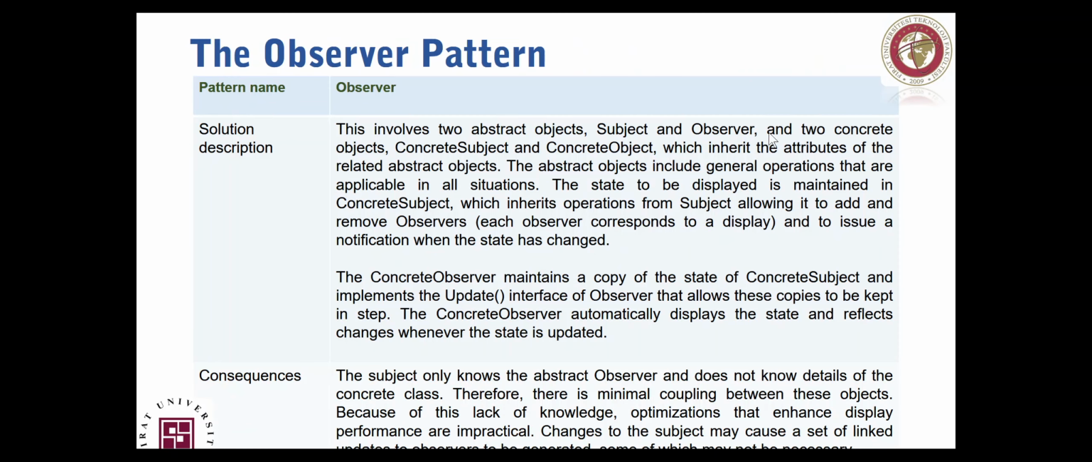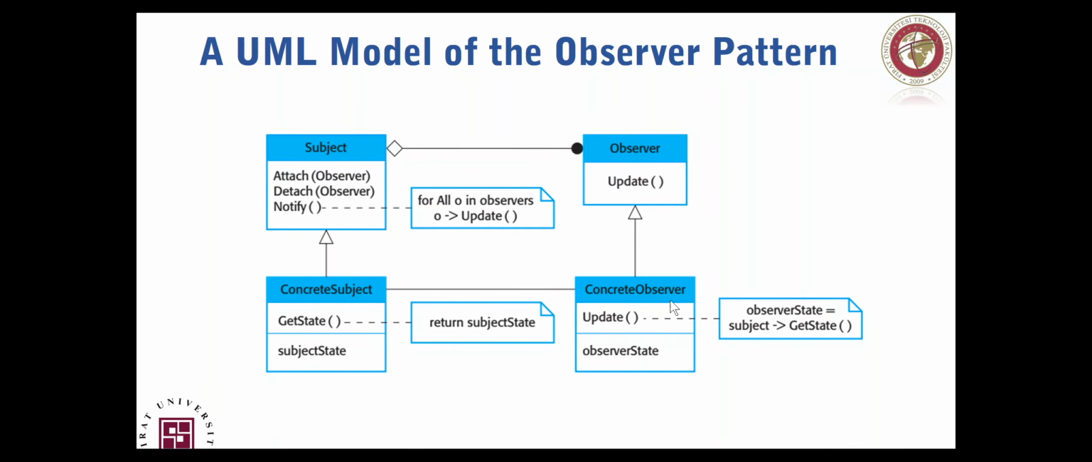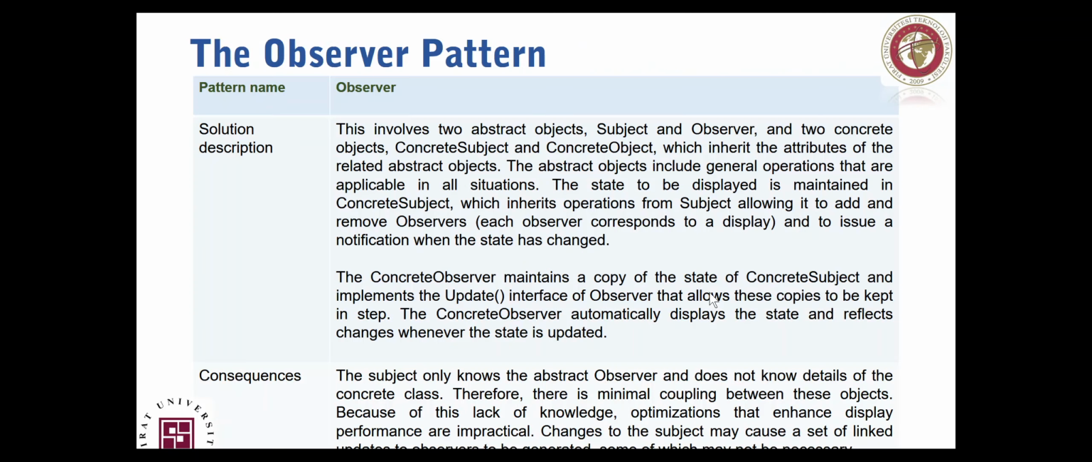That's exactly what is written here, but in more detail. So the description: we have different displays for the same object, but with different states. The problem: we need to isolate the state of the object from the object itself. So we may have different types of representation. Let's say maybe graphical, maybe tabular, maybe different types of graphical, and so on. So we isolate the state of the object from the object itself, and we represent it using concrete subject and concrete observer to update the observer.